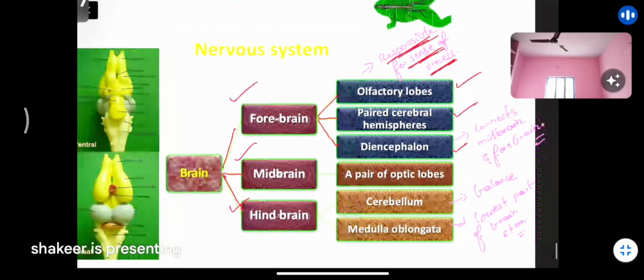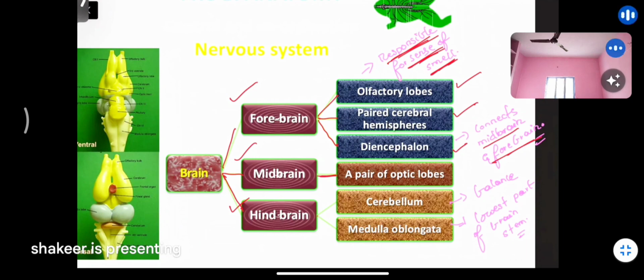What is the function of diencephalon? It connects the midbrain as well as the forebrain. The middle brain and the forebrain are connected by a connection which is called diencephalon. So these are the three parts which are present in the forebrain. Then coming to midbrain, midbrain contains a pair of optic lobes. What is meant by a pair of optic lobes? Pair means how many? Two. Optic lobes are the parts which are responsible for vision, for sight.